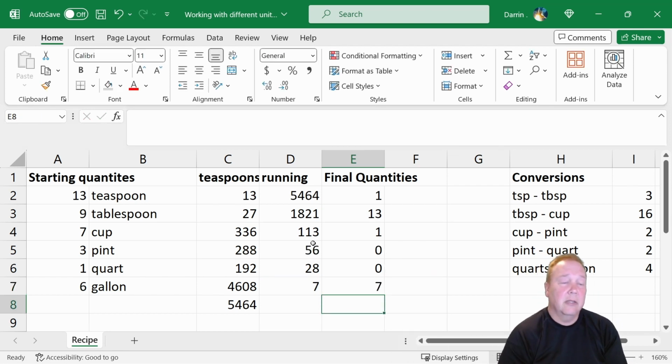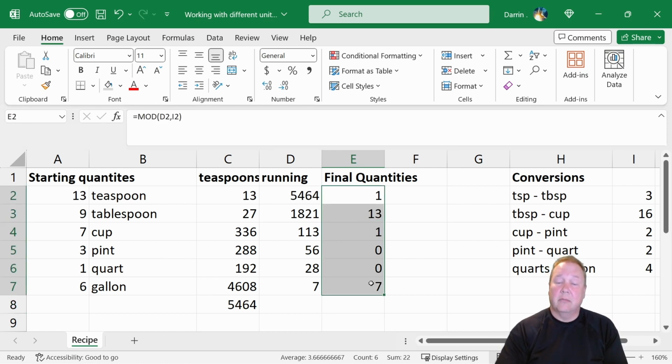Okay, so we started out with 13 teaspoons, 9 tablespoons, 7 cups, 3 pints, 1 quart, and 6 gallons. And that's a nightmare recipe to pour into my mixing bowl. That's a lot of stuff to work with. And I ended up with 7 gallons, 1 cup, 13 tablespoons, and 1 teaspoon. So this is kind of broken down to the simplest form. And usually you'll want to do that.